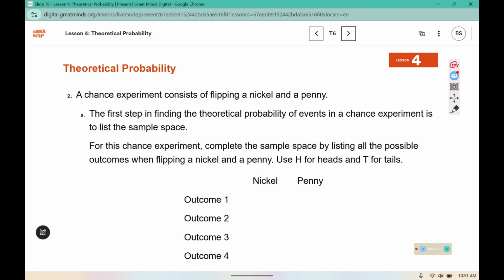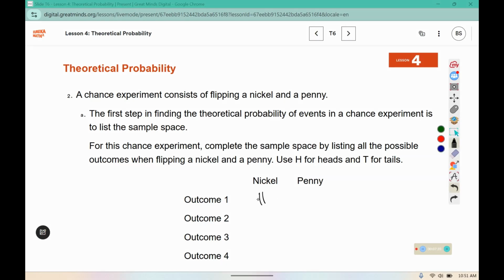A chance experiment consists of flipping a nickel and a penny. The first step in finding the theoretical probability of events in a chance experiment is to list the sample space. For this chance experiment, complete the sample space by listing all possible outcomes when flipping a nickel and a penny. Use H for heads and T for tails.